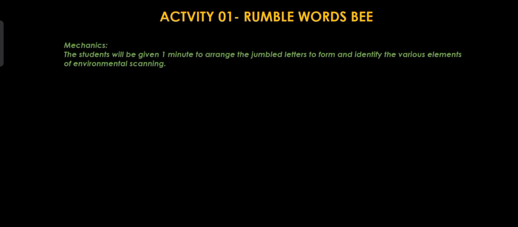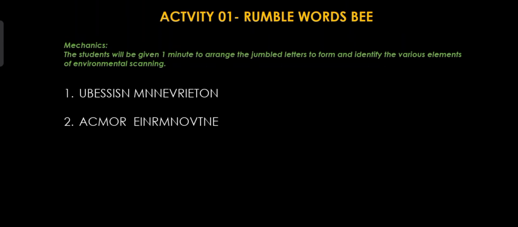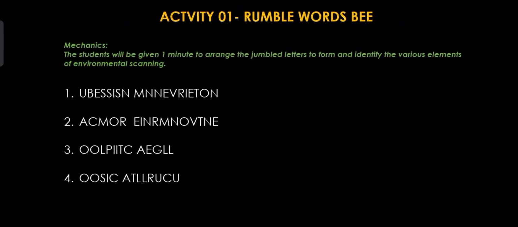So before we start our discussion, let's have this activity. The mechanics of the activity is the students will be given 1 minute to arrange the jumbled letters to form and then identify the various elements of environmental scanning. Okay, these will be the 5 words and you are given 1 minute. Your timer starts now.